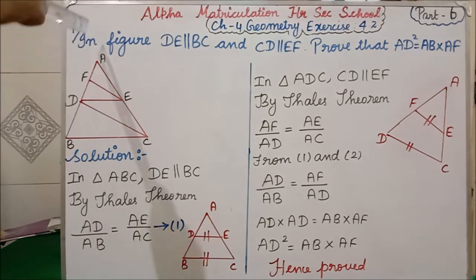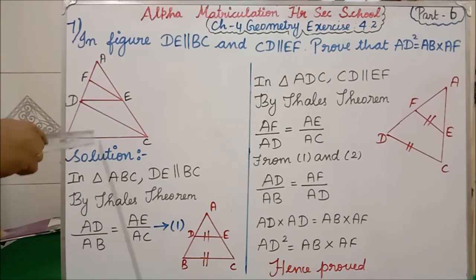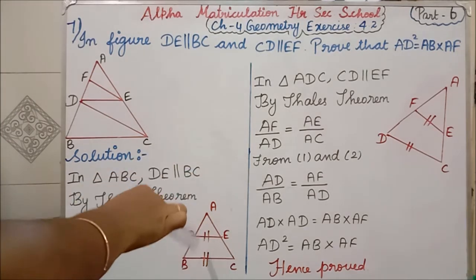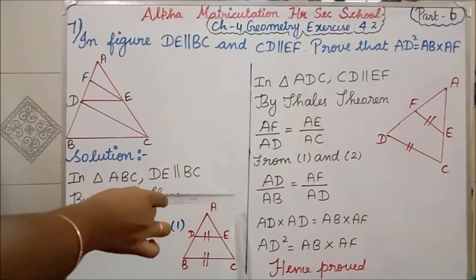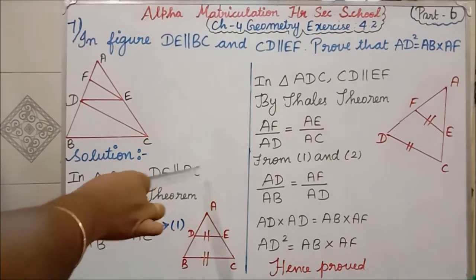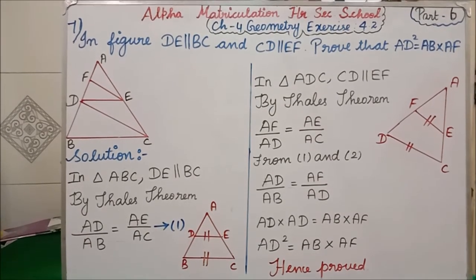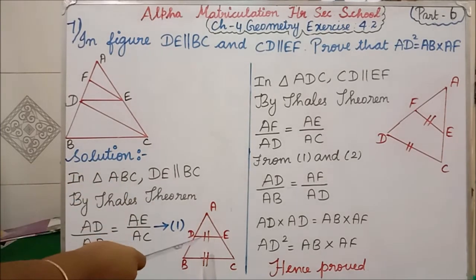Solution: first we are taking the full triangle. In triangle ABC, the middle line is DE, which is parallel to BC. See, I have drawn the triangle ABC separately. DE is parallel to BC. According to Thales theorem, how can we write? AD divided by the full length AB. If you see the previous problem, we had written AD divided by DB. But here we are taking AD divided by the full length AB equal to AE divided by the full length AC. Clear?